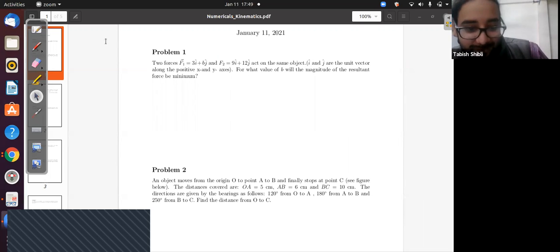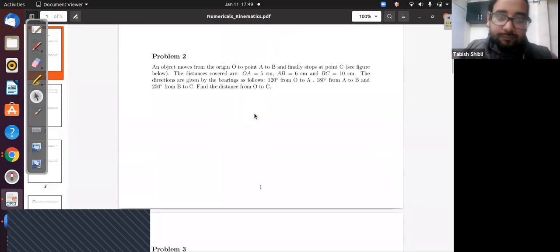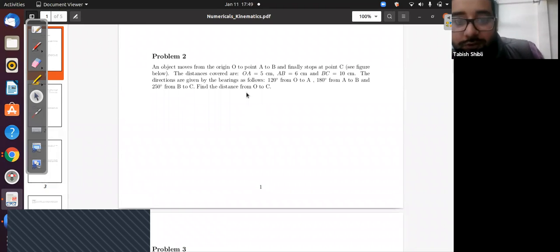Okay, let's move ahead. Second question. An object moves from the origin from point A to point B and finally stops at point C. So, how should the figure be?